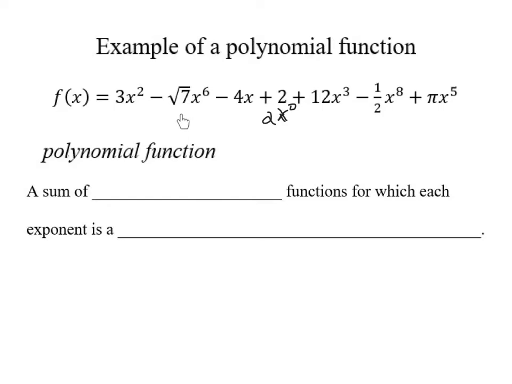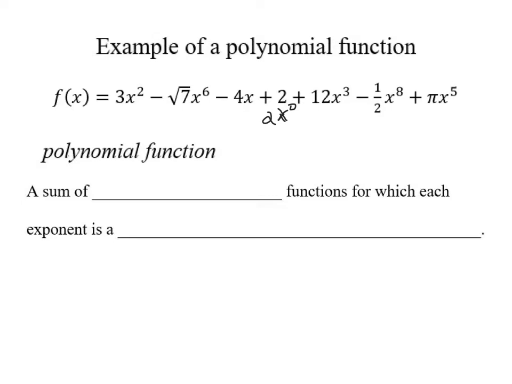So here you see we have a root 7. Over here we have a fraction. Here's an irrational number, pi. Well, I guess root 7 is also irrational. So you can pretty much have any number multiplying the variable, but the exponent has to be a whole number. And so we're going to write that in as our definition.